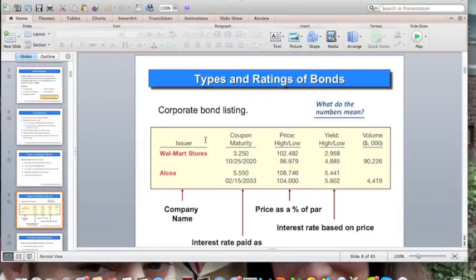The meat of this chapter has to do with how much do bonds pay as coupon and how much do they yield, which is their yield amount. And we're going to go over into a deeper example on that.